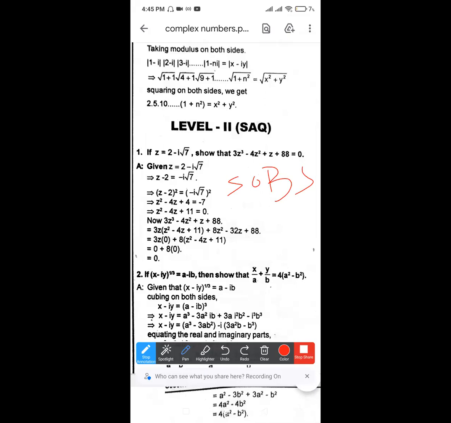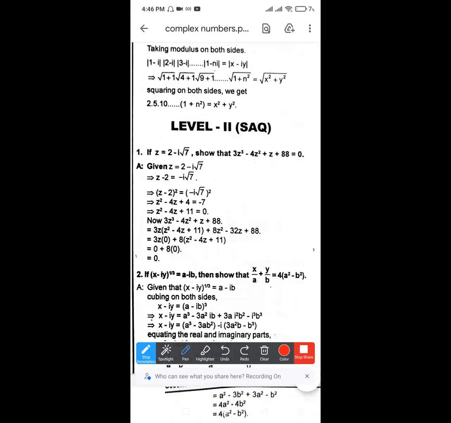And minus i root 7 whole square is nothing but minus 7, because i square is equal to minus 1. So minus i root 7 whole square is nothing but minus 7. After that, send this minus 7 to that side, it will become plus 7. 7 plus 4 is 11.